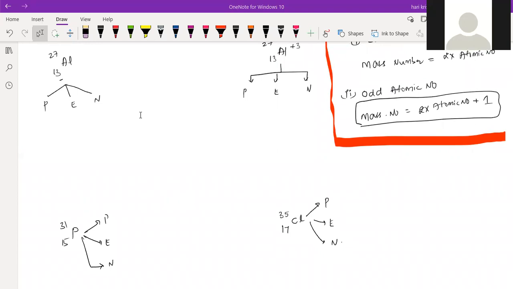So protons in aluminium are 13, electrons are 13, neutrons are 13. Just send me the direct message, everyone. Send me your answers in the direct message. I want the answers from everyone, all the 8 students.